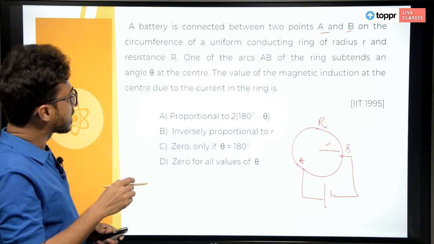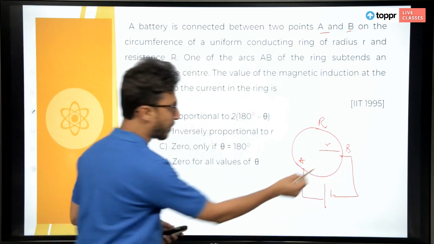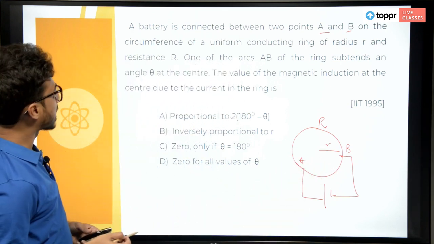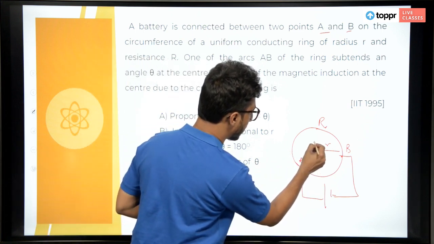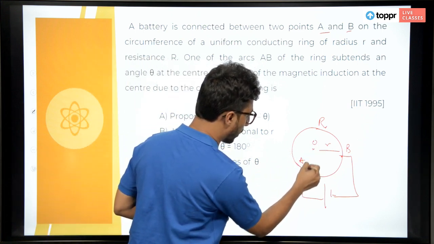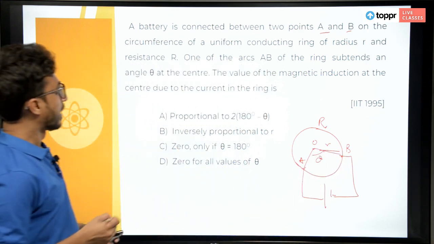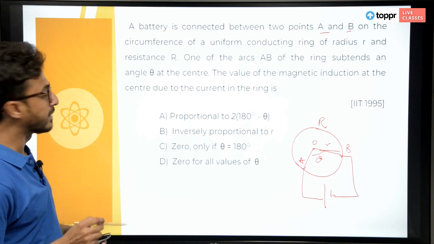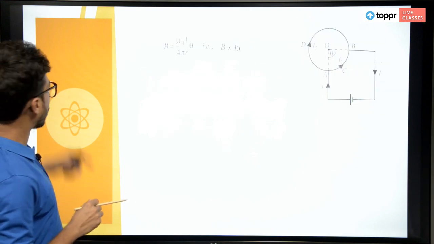One of the arcs AB, let this arc, see there are two arcs, this arc and this arc. The arc AB of the ring subtends an angle theta at the center. Let this be the center, let the center be O, and this angle is theta. The value of the magnetic induction at the center due to the current in the ring is to be found. Let us go to the solution.